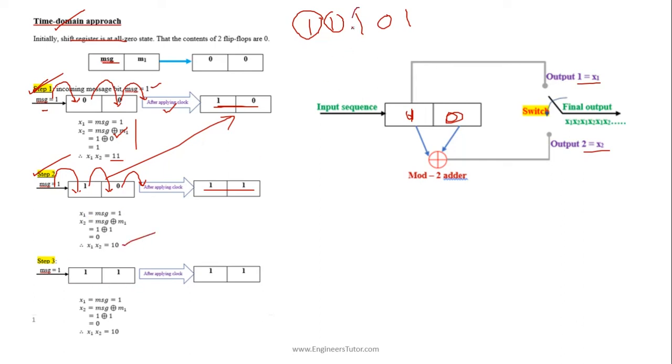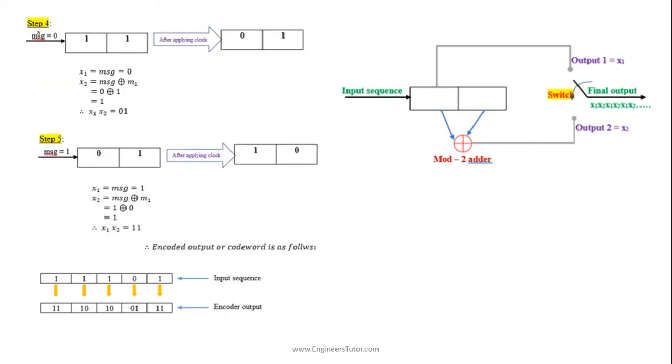Now again the third message bit is 1 and the state of the shift register is 1 1. After we apply the clock pulse, shifting right by 1 bit, we get 1 1 and the output will be 1 0. Similarly, for message 0 the output will be 0 1, for message 1 the output will be 1 0, and finally we can reproduce the output of the convolutional encoder. This is the encoder output for the given input sequence.